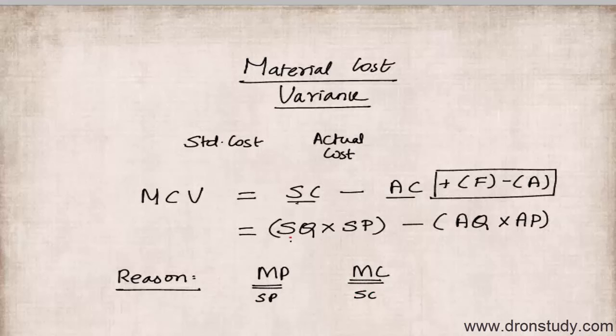If you notice here, you have a standard quantity and you have a standard price, but actual quantity can be different from standard quantity, and your actual price can also be different from standard price.